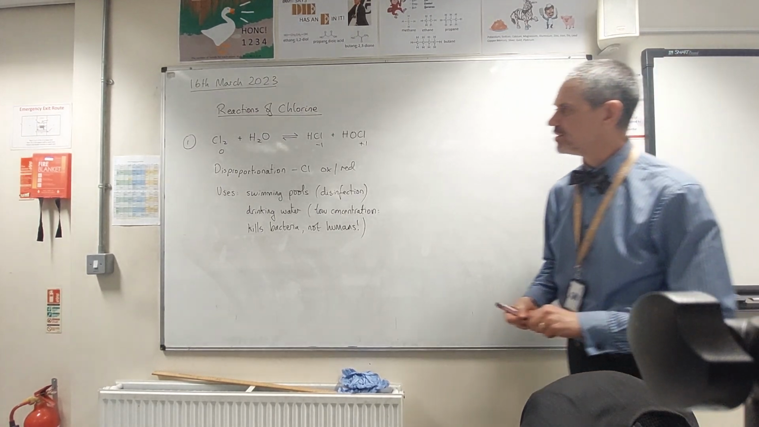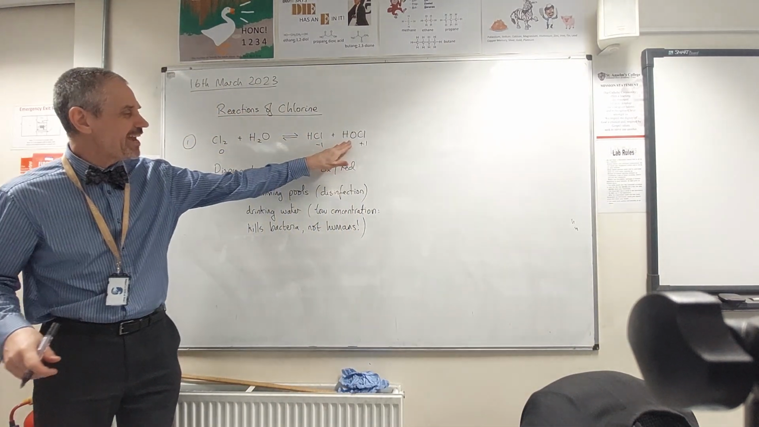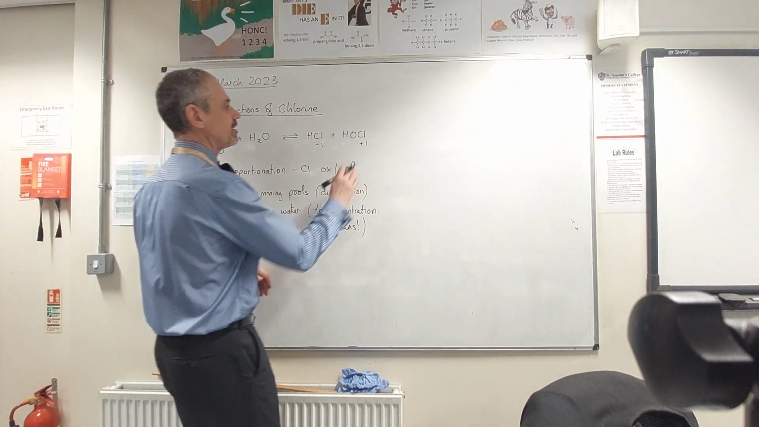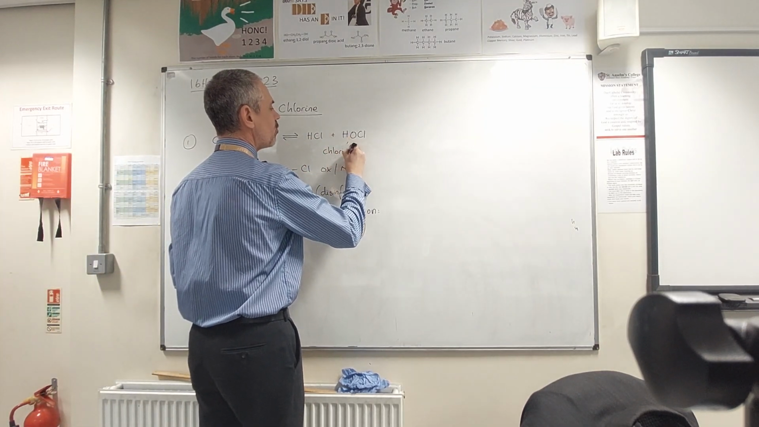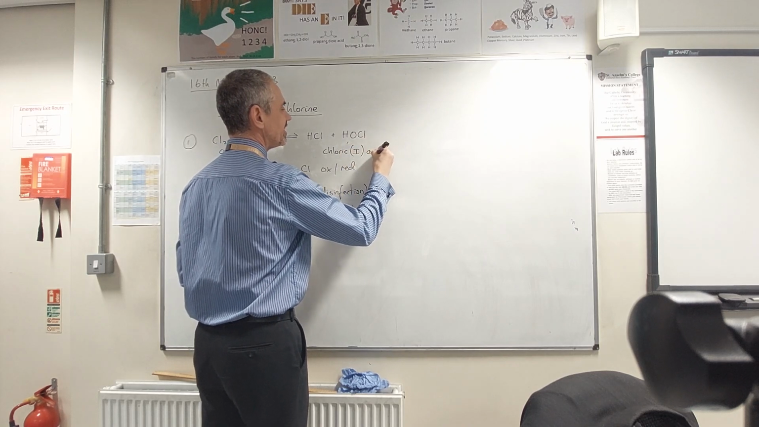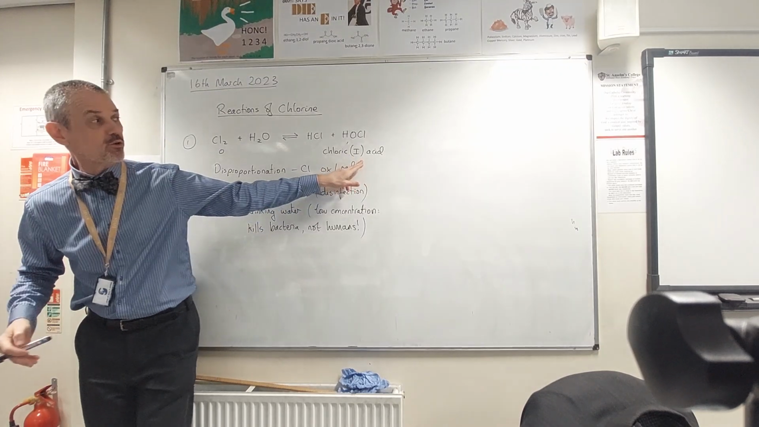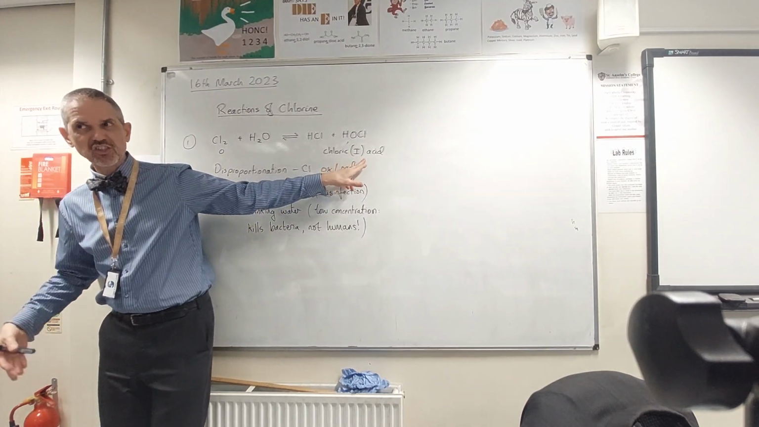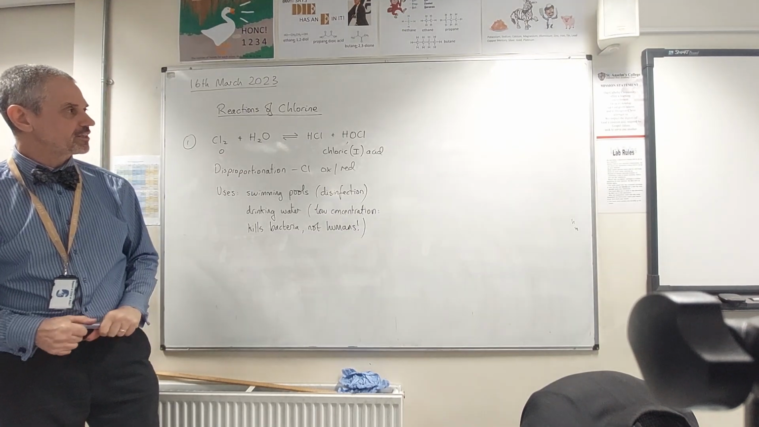Okay, good. Oh, one thing I didn't do was name HOCl. That is called chloric(I) acid. So the Roman numeral 1 there is the oxidation state of chlorine, plus 1, in the molecule.